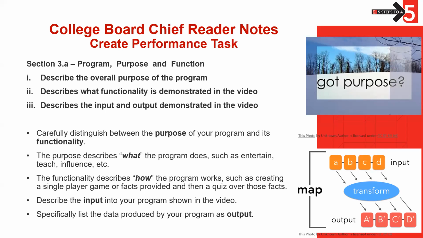So the first section that you have to write about is talking about the program purpose and function. So what we noticed last year was that a lot of students confused purpose with function, and you've got to make sure you have those correct to earn the point. So there's only 6 points total that you earn for these, and they have multiple sections. So you got to get all the sections correct to be able to earn the point. So just remember that the purpose of your program is the what, okay? It entertains, it teaches, it influences, it quizzes, it helps you design, that kind of thing.